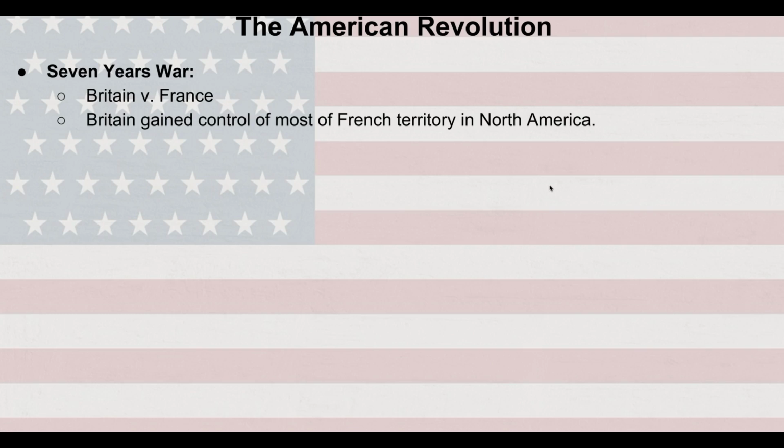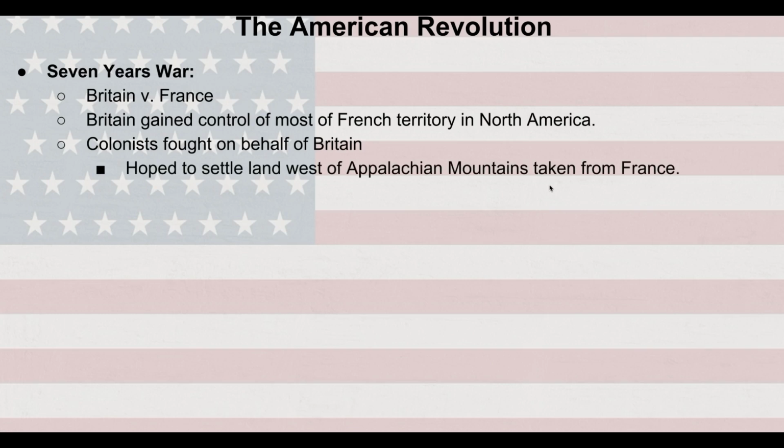They're going to claim much of the French territory in the northern North American continent, and the British are going to be pretty supreme. And the colonists were happy to fight on behalf of Britain, because they hoped that at the end of the war they would be able to settle land west of the Appalachian Mountains that would be taken away from France. And so they thought, we'll fight. This will be for our benefit. We'll be able to settle this land that previously we didn't have access to. And so they were very happy to fight. Remember, they didn't want to be separated from Great Britain. They were on the side of Great Britain.